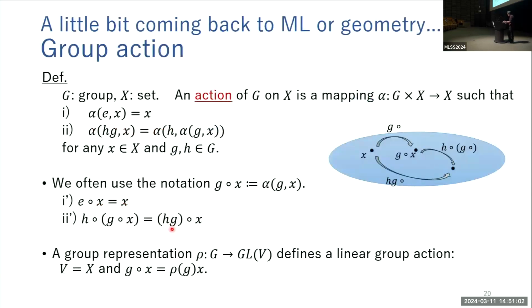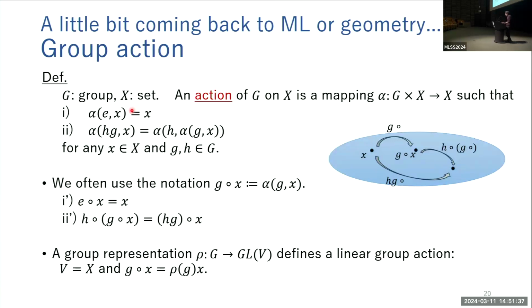Okay, so I have so far talked about only the group theoretical concept, and maybe you are a little bit tired of algebra. So I'm slightly coming back to the machine learning or geometric part. Based on this notion of group theory, let's consider the more geometric or machine learning concept. Let's first consider a group action on the space, or typically the data space.